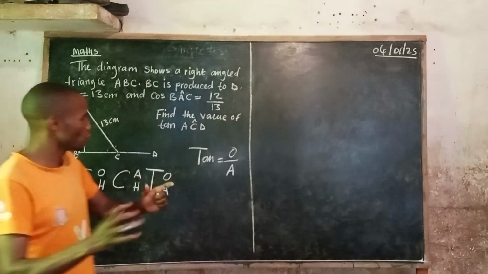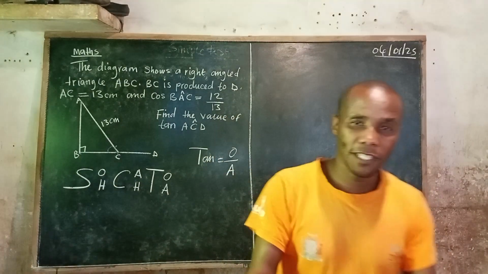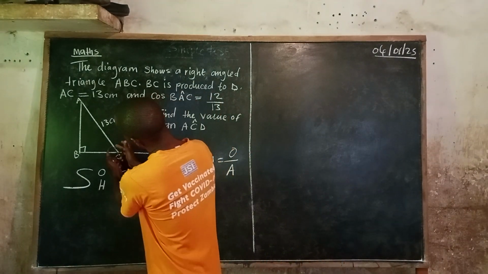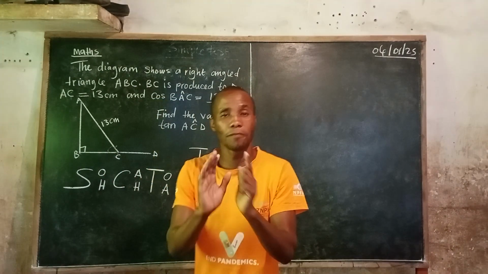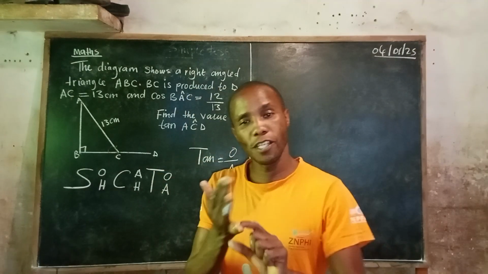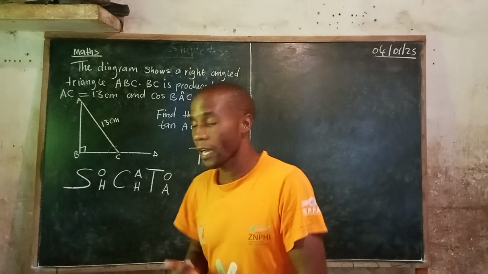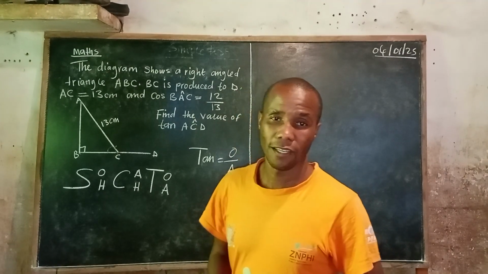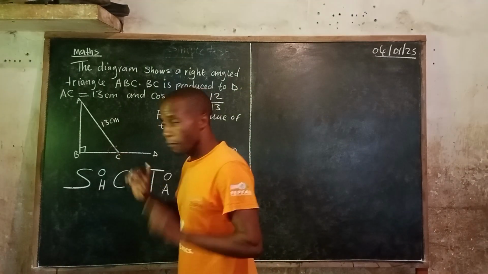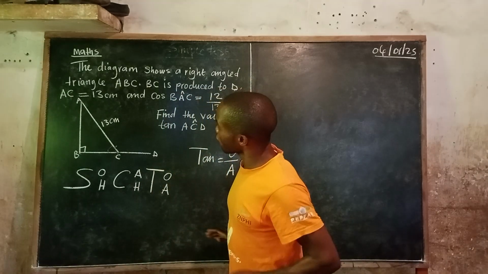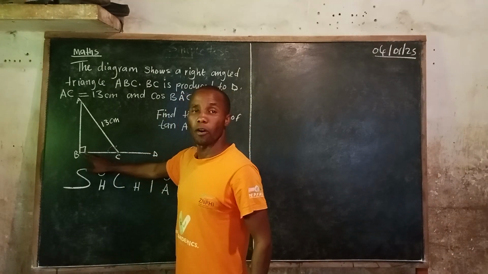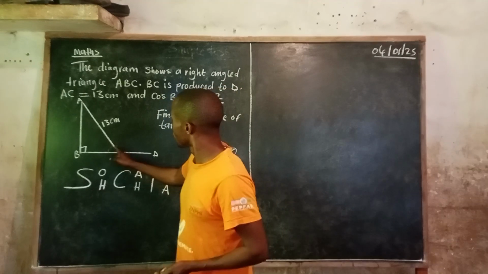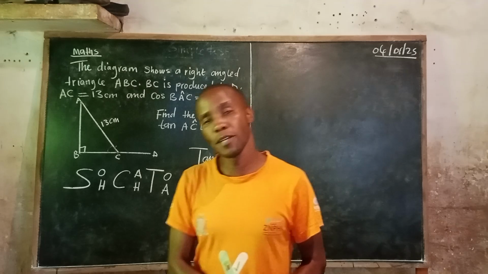Remember, how do we identify opposite and adjacent? Now that you have this angle, it is very easy for you to know which one is opposite and which one is adjacent. Remember, when identifying the hypotenuse, we use the right angle, but for these other two sides, you have to use the angle which is being targeted.